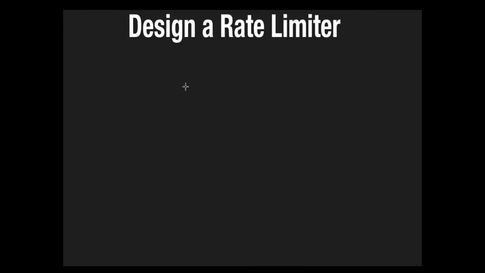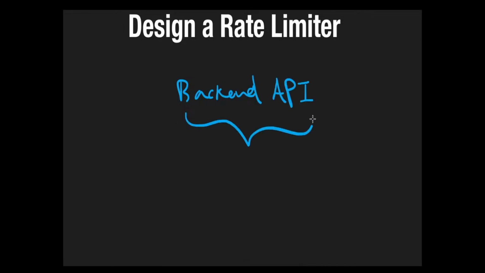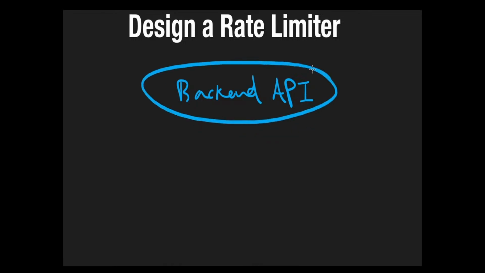The first question I would personally ask is, are we designing a rate limiter for some back-end API? In my experience, that's most commonly where rate limiters are implemented, especially in distributed systems. And suppose the answer is yes, that's what the rate limiter is supposed to protect, some APIs that we have.